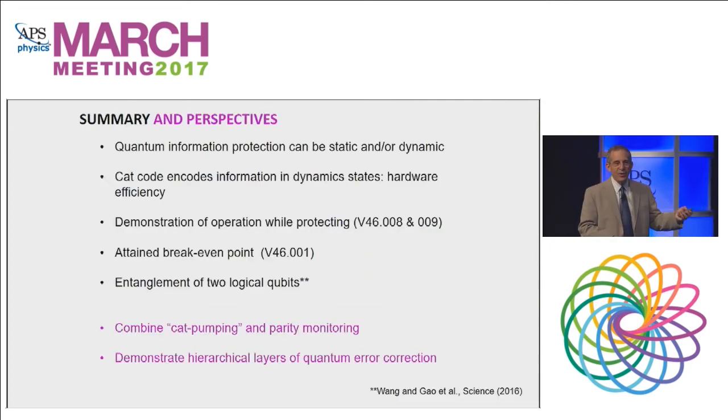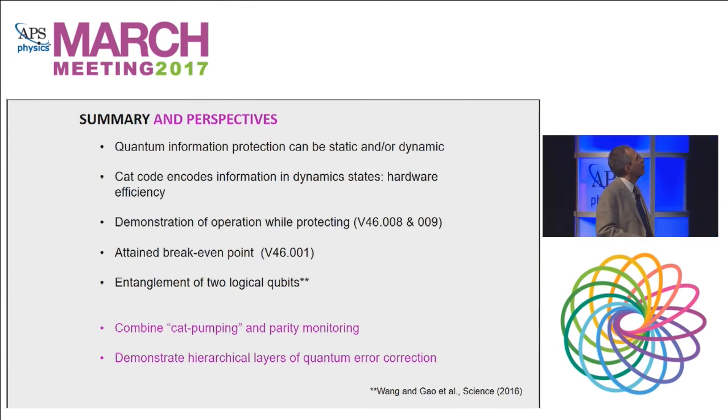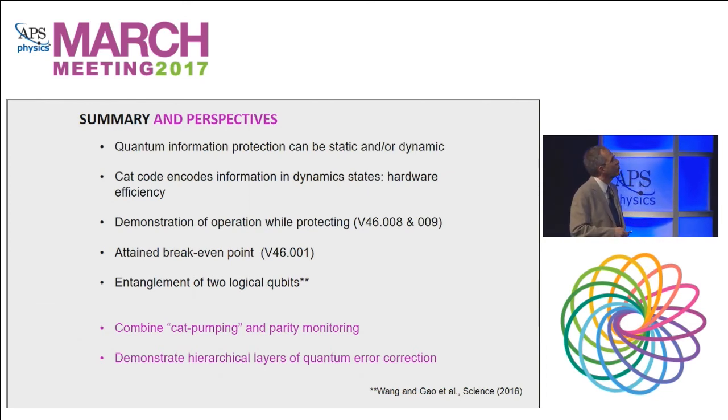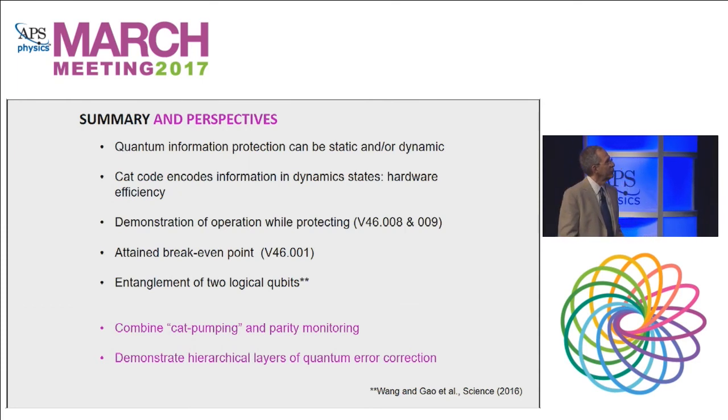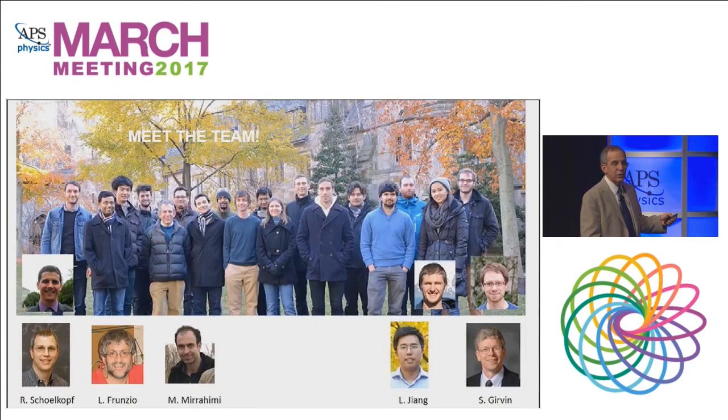Okay, so this is my summary. We have this new method of cat codes to efficiently protect information. I didn't talk about it, but this information storage can also lead to gates and to entanglement. And we believe that this is a very promising implementation of quantum protection, and we hope to demonstrate with this architecture different hierarchical layers of fault tolerance. Okay, and I will end by thanking you for your attention.